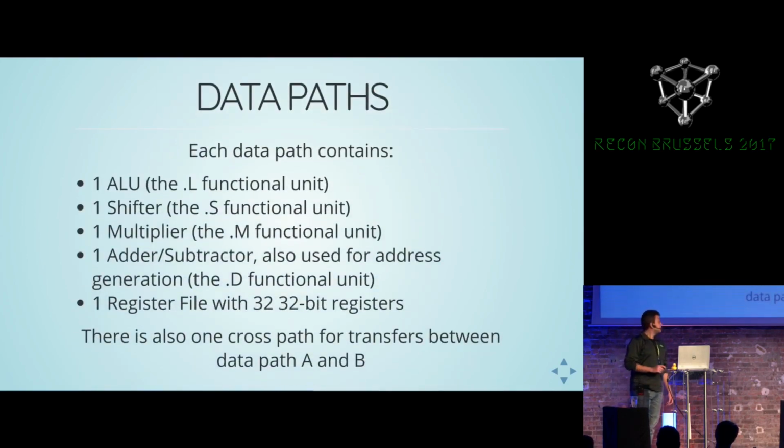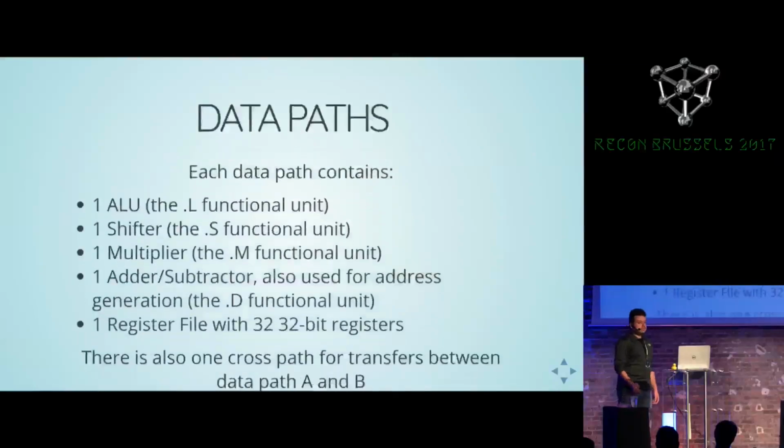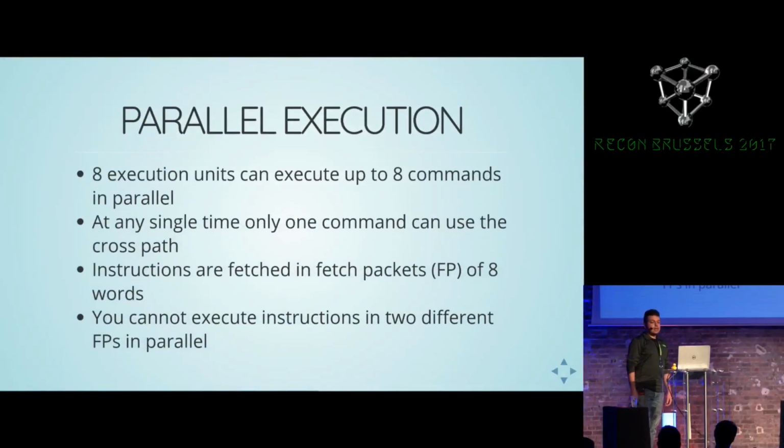The four functional units at each data path are the .L functional unit, which is an ALU, the .S functional unit, a shifter, there's also a multiplier, another subtractor, and the register file with 32-bit registers. And as we said before, this is the crosspath between the two data paths. 8 execution units can execute up to 8 commands in parallel. Of course, at any single time, only one command can use the crosspath.